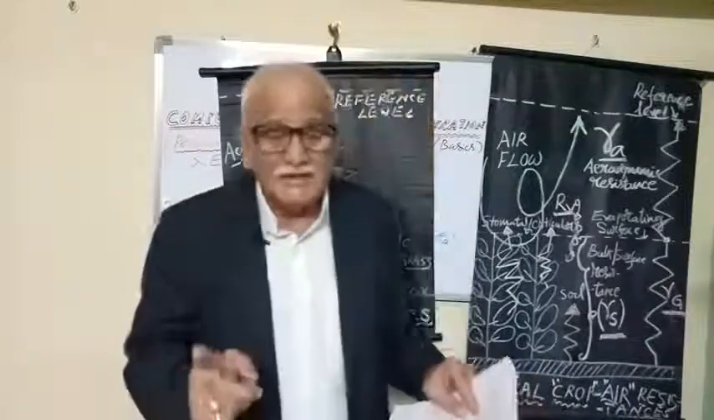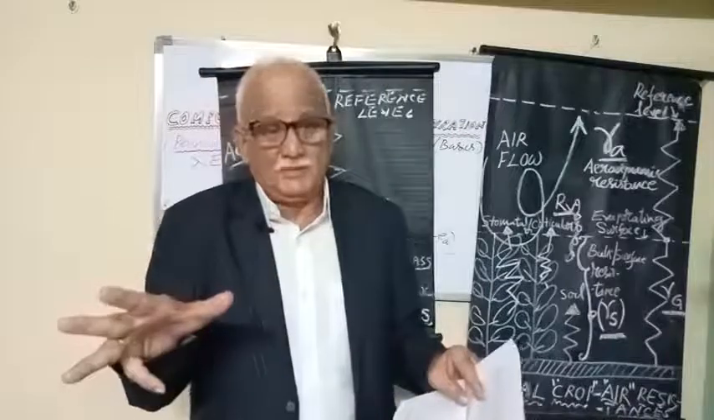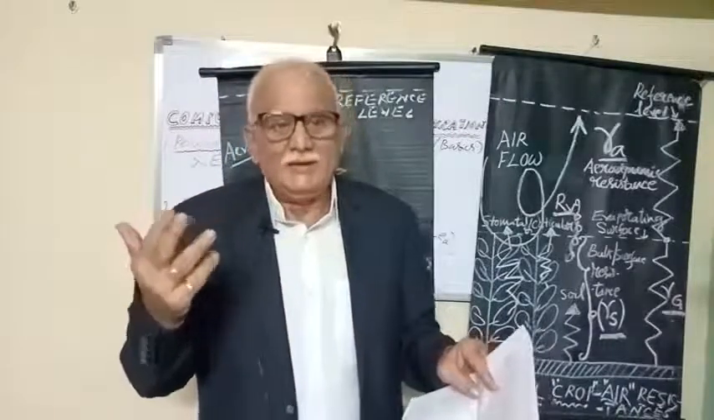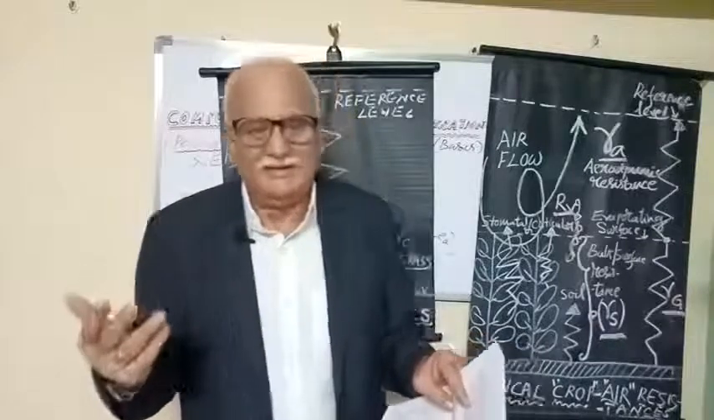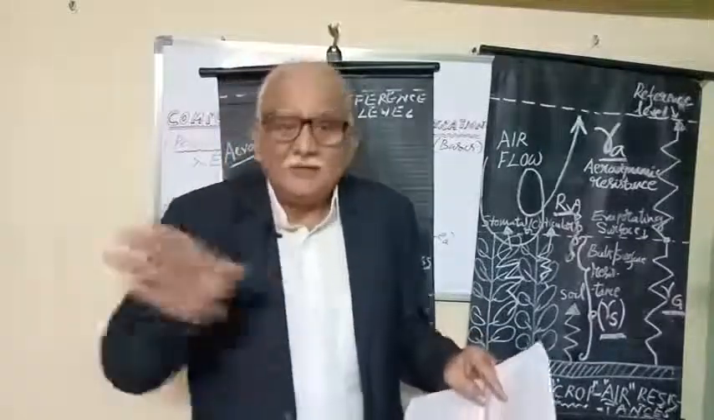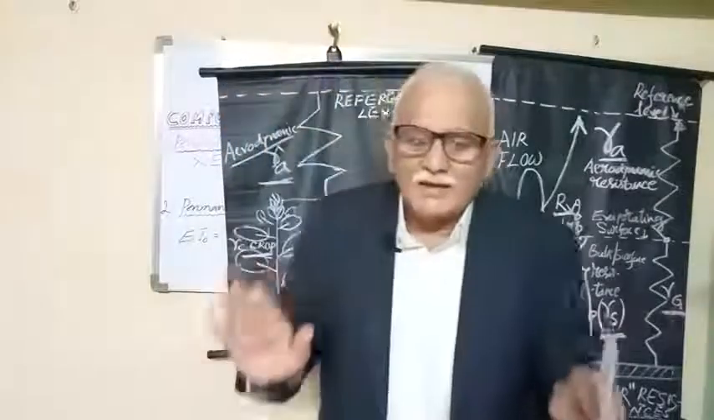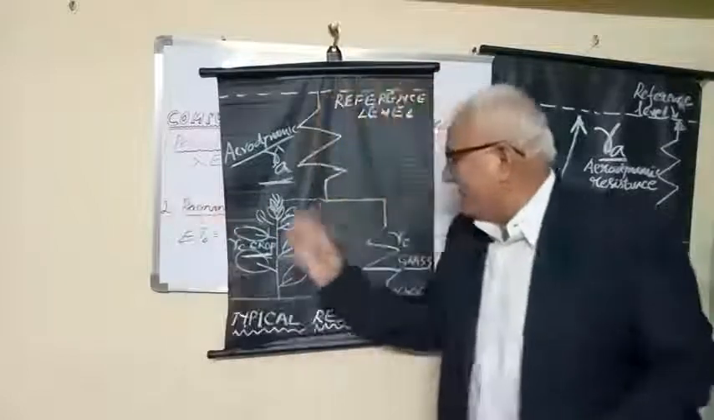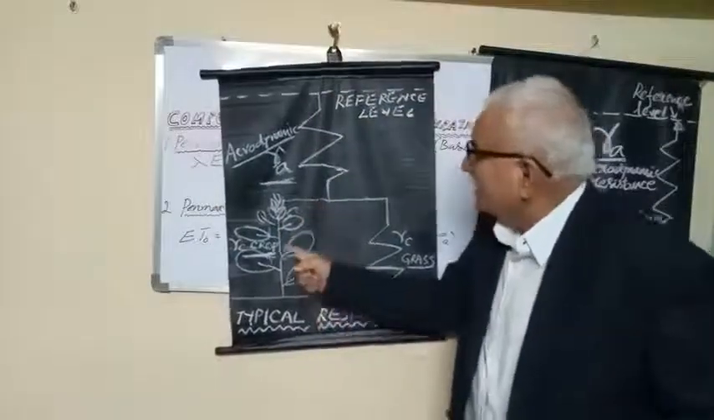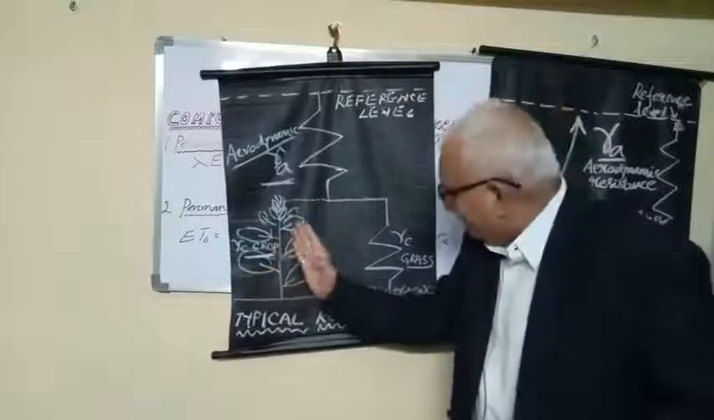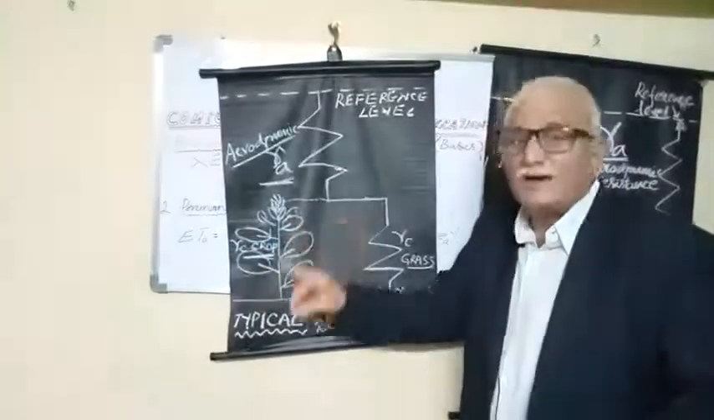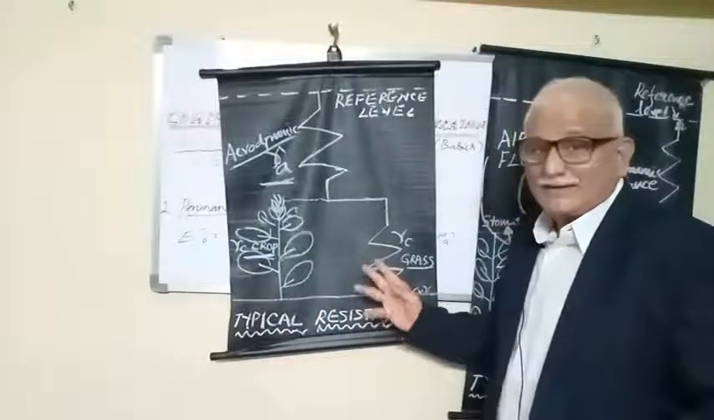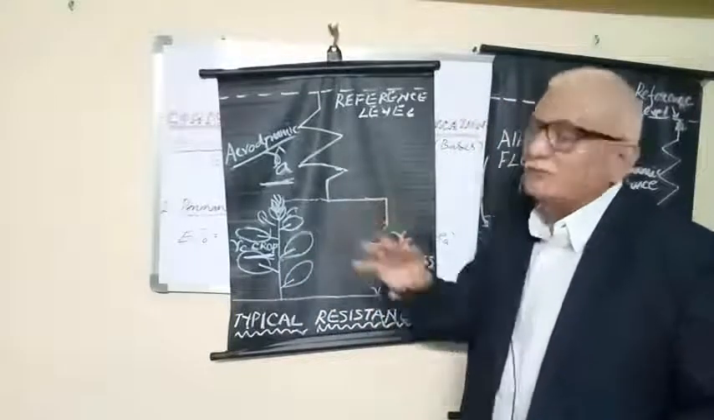Monteith applied the same principle. Just as current I equals delta EMF by R, fluxes move over or inside the crop canopy. A basic diagram: this is the crop, with crop resistance Rc, and this is the grass with its resistance. They offer resistance for the movement of the fluxes. What are the four fluxes?